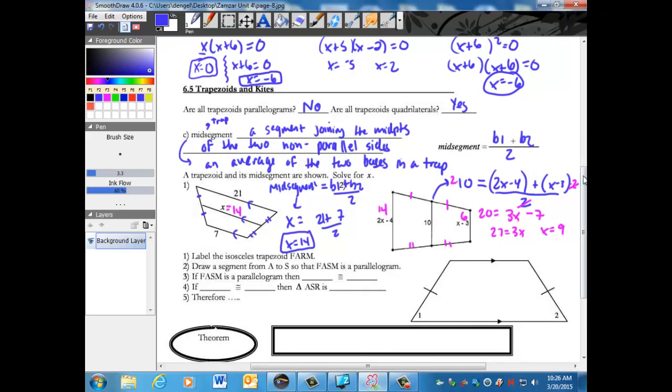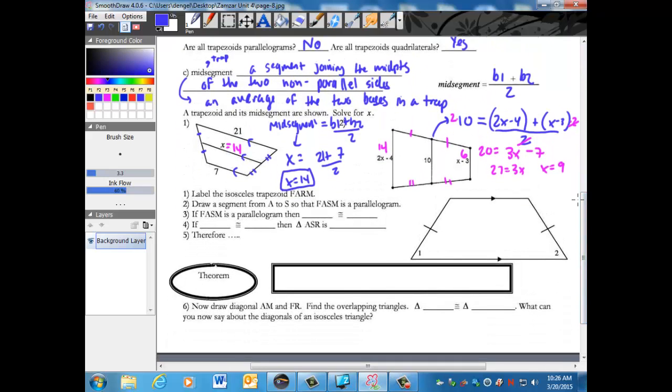Alright, next problem. They want us to label the isosceles trapezoid FARM. Now, how do we know this shape is isosceles? Well, they show us two marks here. So we have these two marks, and these two sides are parallel, so therefore it's an isosceles trapezoid. Let's label our points FARM. So we have F, we have A, we have R, and we have M.